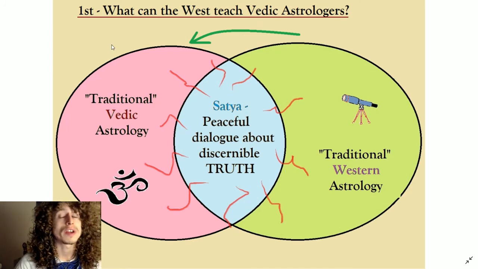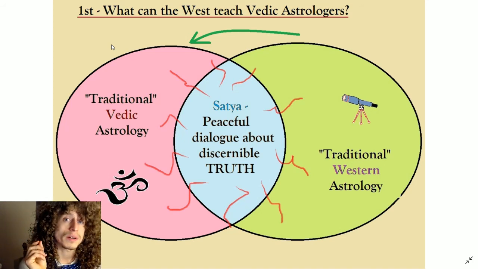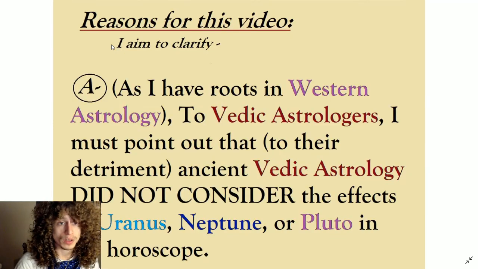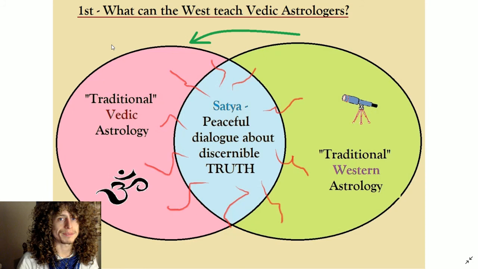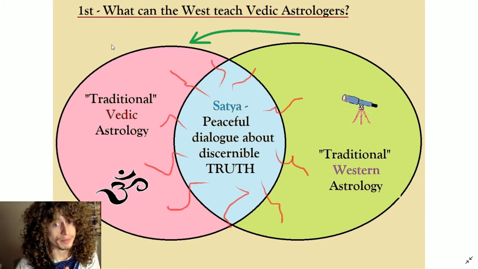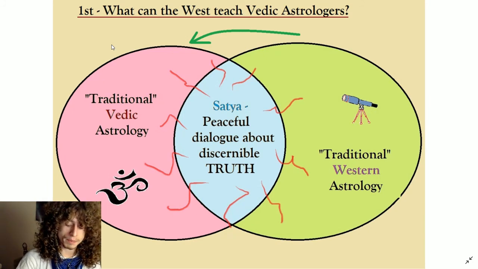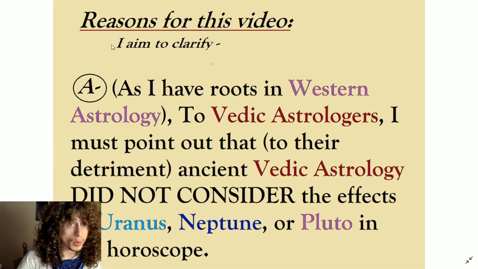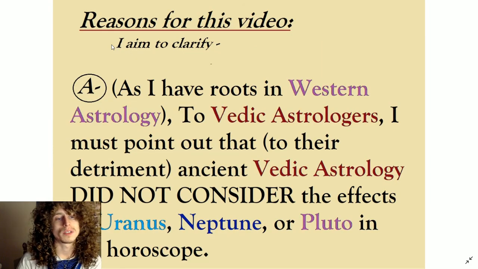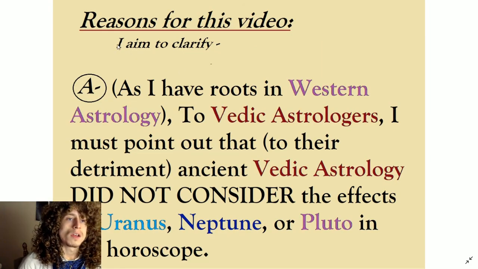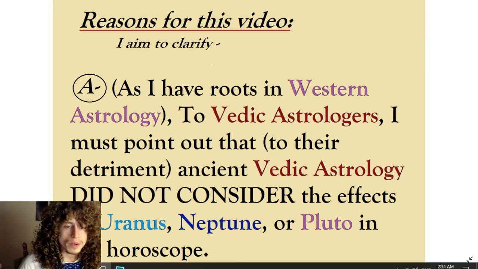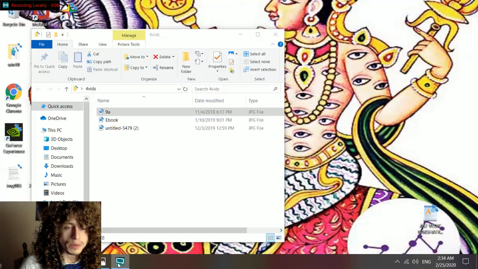So if you're a Vedic astrologer, you're about to hear what it is that the outer planets have to offer, or at least a little bit. Again, if you're a Westerner, believe me, you're going to want to hear this too, because this is speaking to both sides. So, the reasons for this video. Again, I want to check to make sure you can see what I'm at. Good.